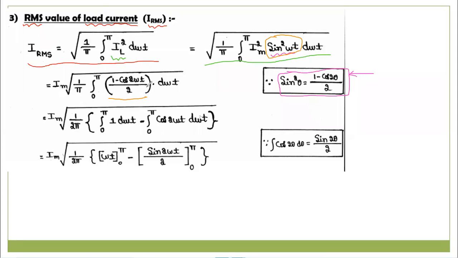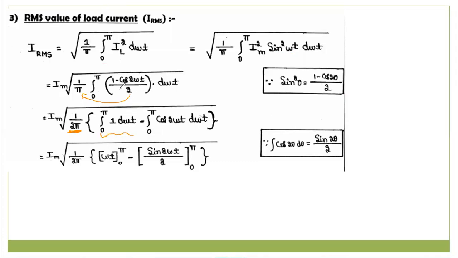Now if I expand this expression, what is the expansion? I will take this 2 outside the integration, and then I will get an expression like 1 divided by 2 pi. After that, there are terms in the numerator, 1 minus cos 2 omega t. So I am going to take the integration of those two terms. The first term is the integration of 1, and the next term is minus cos 2 omega t. That's why I wrote minus integration 0 to pi cos 2 omega t d omega t.